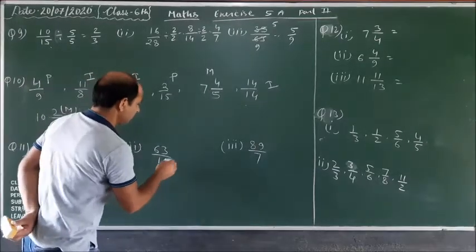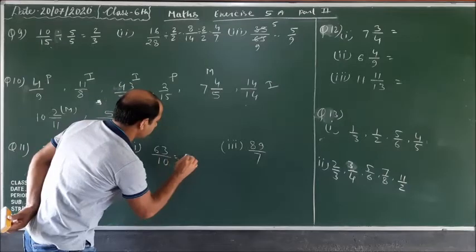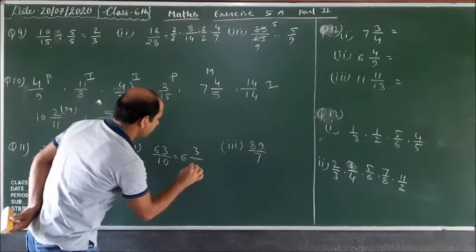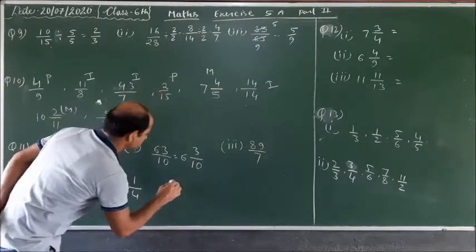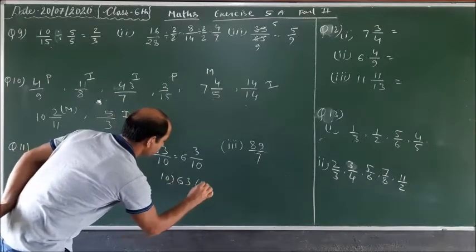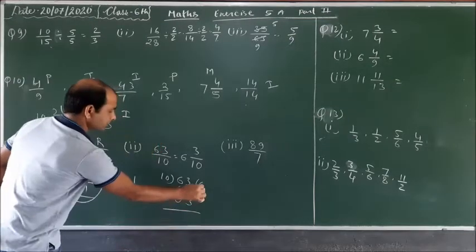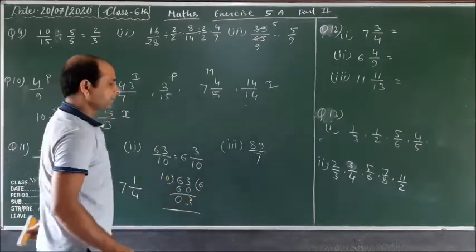Now second question, 10 6s are 60, 63 equals 6 over 3 upon 10. You can do it by the division method. 63, 10 6s are 60, 3 and 0. 6 over 3 upon 10.